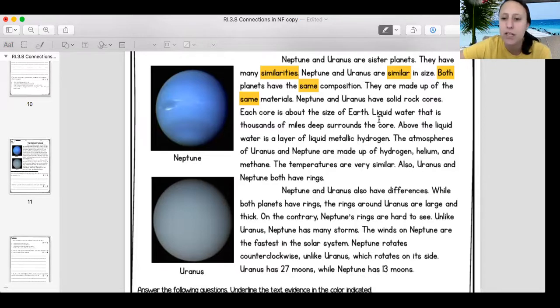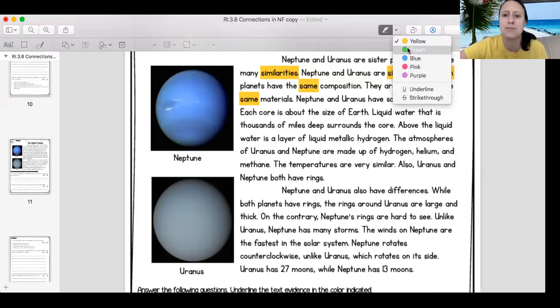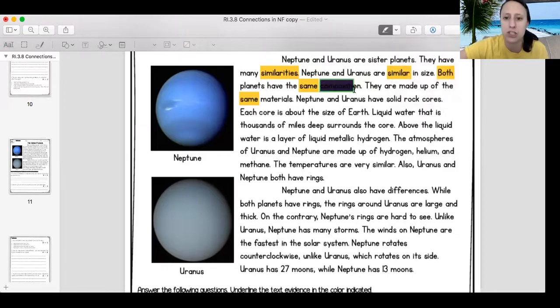Okay. Liquid water is thousands of miles deep. Liquid water that is thousands of miles deep surrounds the core. Above the liquid water is a layer of liquid metallic hydrogen. Okay, so what is the author doing right here? It kind of sounds like they're giving us a mental picture of exactly how the planet is made up. So that word right here I'm going to highlight, because that seems like they're still going into depth. So it's probably pretty important. Composition. Okay, let's go back to my yellow. Let's see if we can find any others.